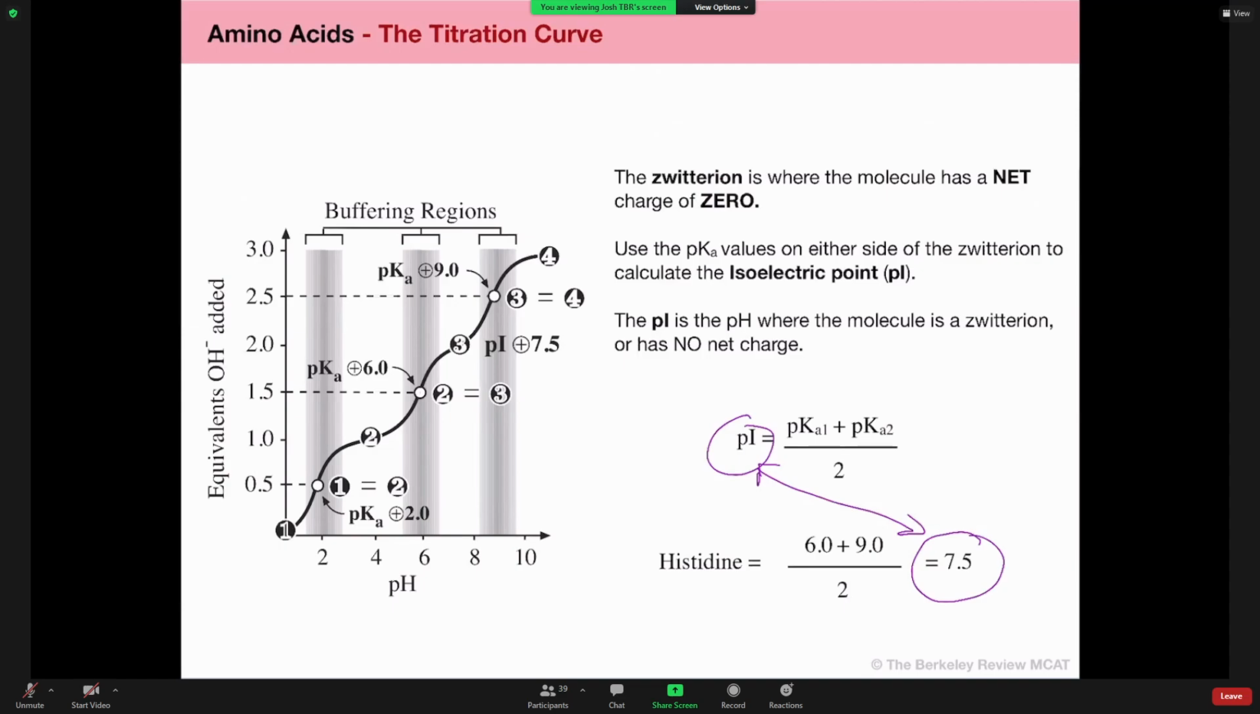Because the Zwitter ion is when the molecule is at a net zero charge. So you take the pKa's that surround that, and that'll get you to the isoelectric point. Because everything outside of that range is either going to be fully protonated or fully deprotonated. Okay.